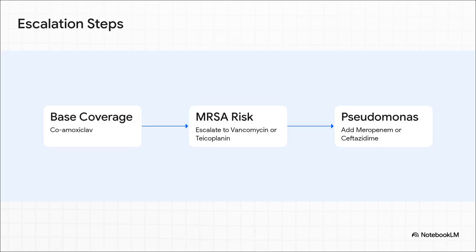But of course, we need an escalation plan for when things get complicated. We start with that base of coamoxiclav. If there is an MRSA risk from a hospital stay or instrumentation, we immediately escalate to vancomycin or teicoplanin. And if the infection comes from something like a puncture wound through a sneaker or an open fracture, we've got to add Pseudomonas coverage, pulling out the big guns like meropenem or ceftazidime.